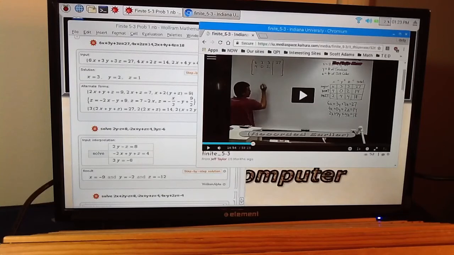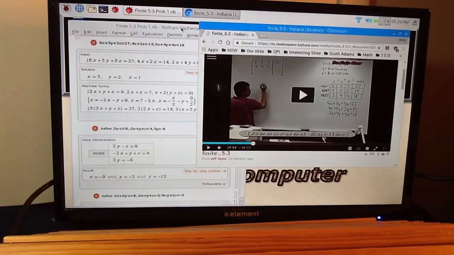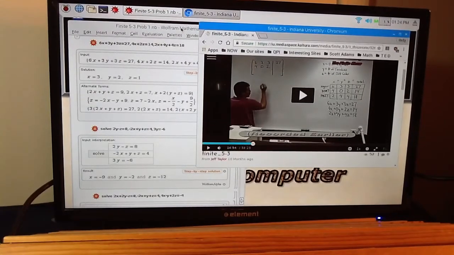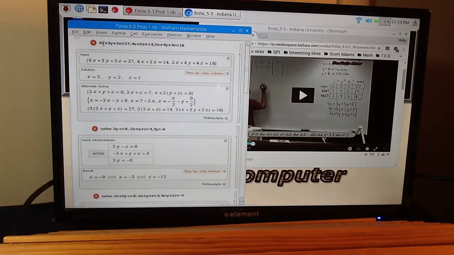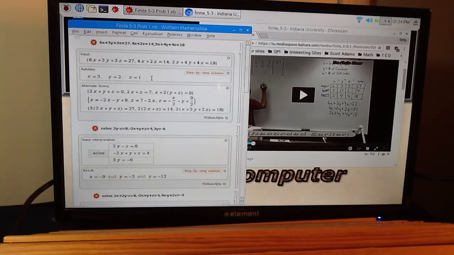And he's beginning now to set up the augmented matrix for these equations. Now, what I'd like to do, first of all, remember, this is a study aid, the supercomputer. You're at home studying. Before I even solve them, I'm going to go over and enter those equations into Wolfram Alpha. I entered them there, and I'm going to click enter, and it'll solve them. It takes about a minute. And there the solutions are: x equals 3, y equals 2, z equals 1. So I know the answer already.